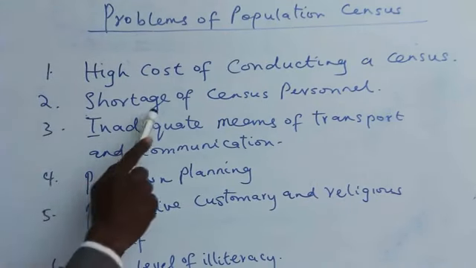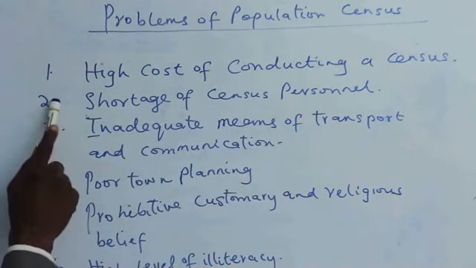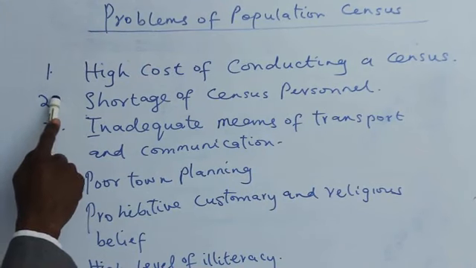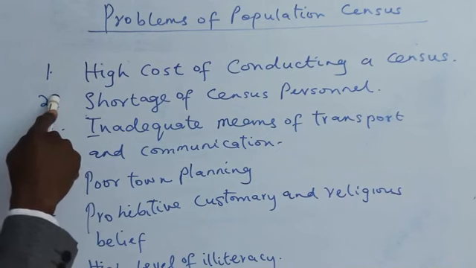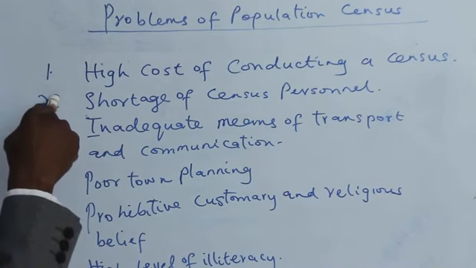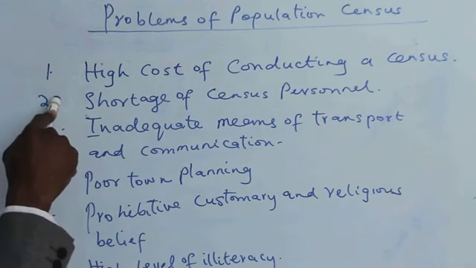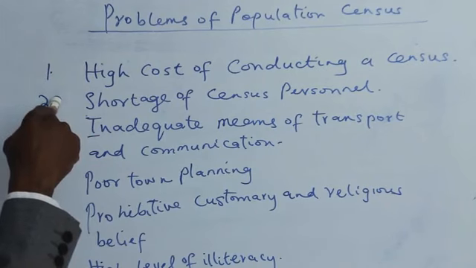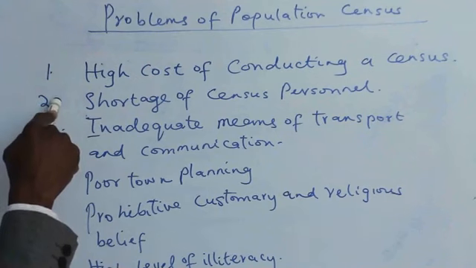Number 2, shortage of census personnel. In conducting population census, they need to have enough personnel that will handle the program. But in developing countries, they fail to have adequate personnel to handle the program. A situation where they are not able to get to the remote area. In such a case, it will become a problem when they are conducting the census.